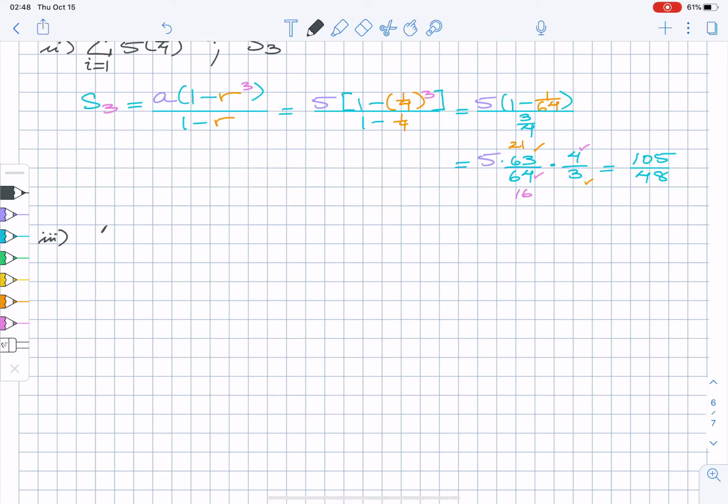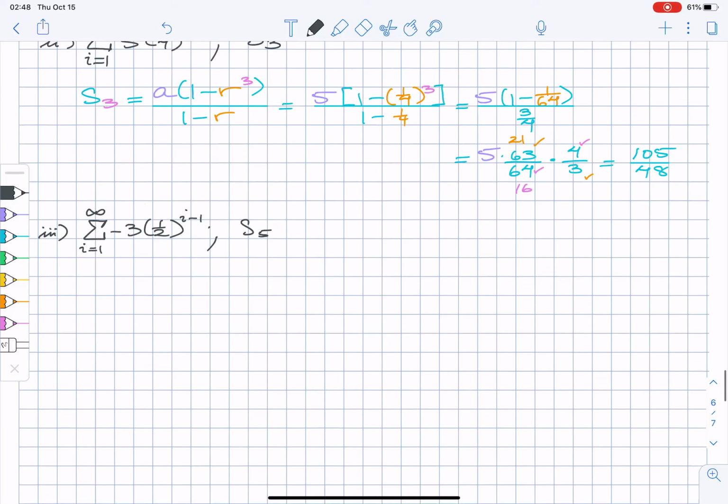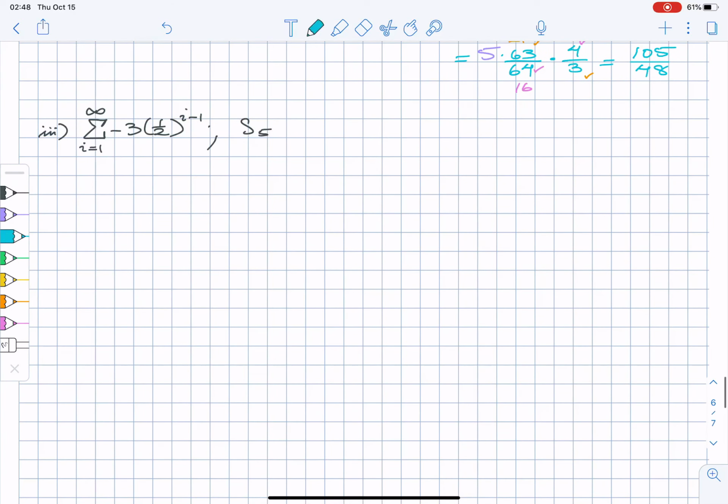Okay, so number 3. Let's say we have the sum, sigma as the index counts from 1 to infinity, of negative 3 times 1/2 to the index minus 1. And let's say we want the fifth partial sum. Okay, so I claim that the fifth partial sum is going to be a times 1 minus the common ratio r, in this case to the fifth, divided by 1 minus the common ratio r.